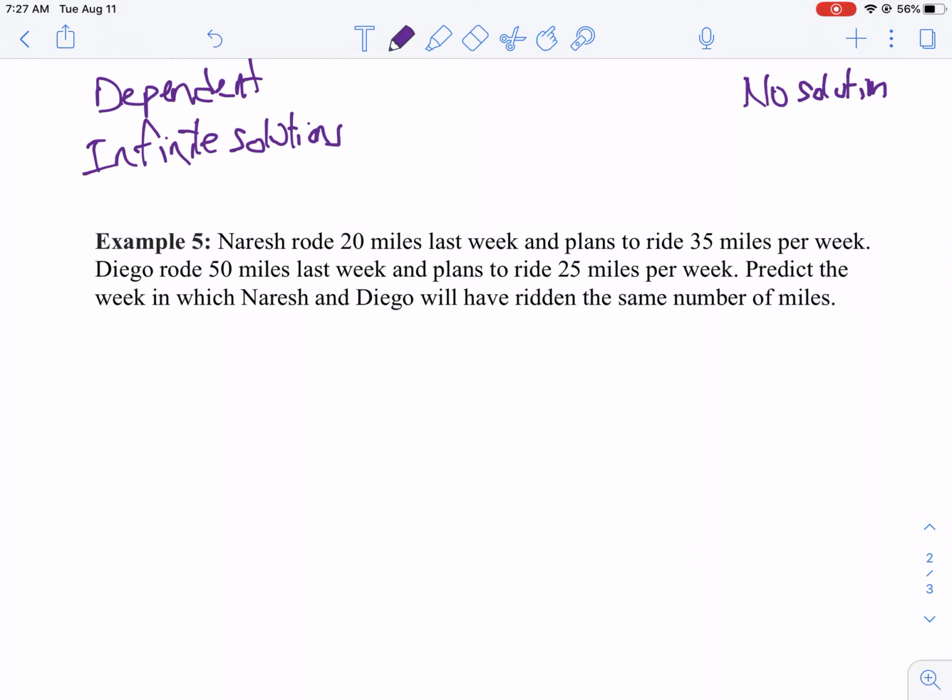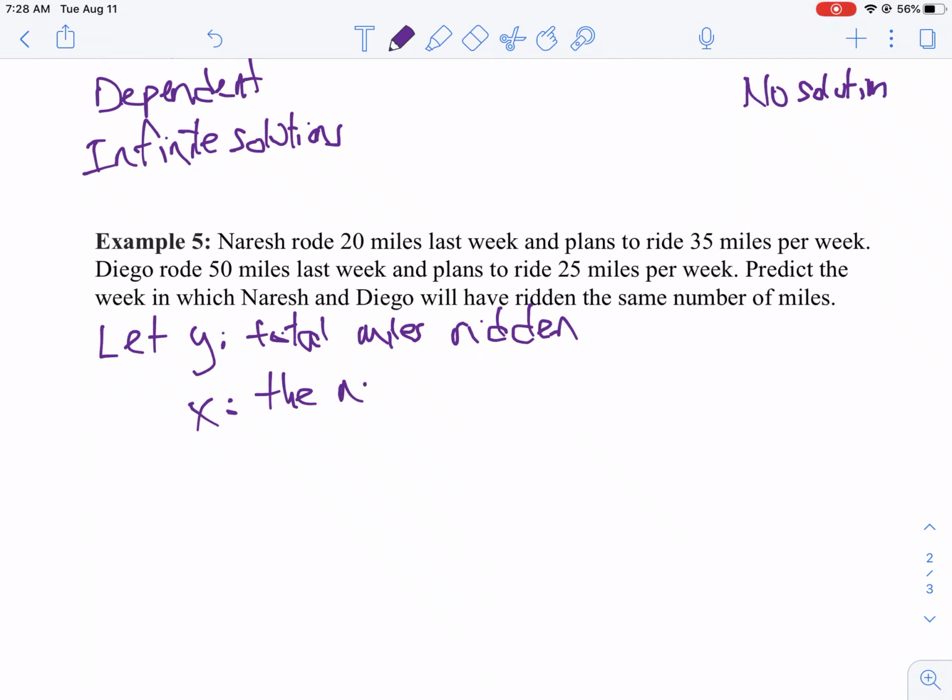So here's what I'm going to do. My miles are my dependent variable. So I'm going to let y be the total miles ridden. And I'm going to let x be the number of weeks. I like x and y because we're graphing.